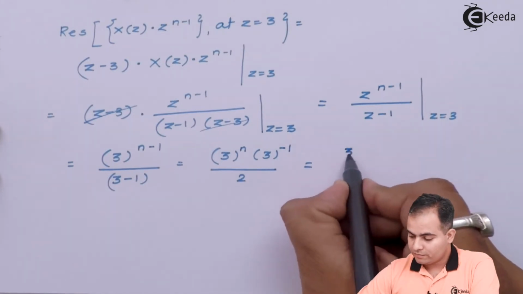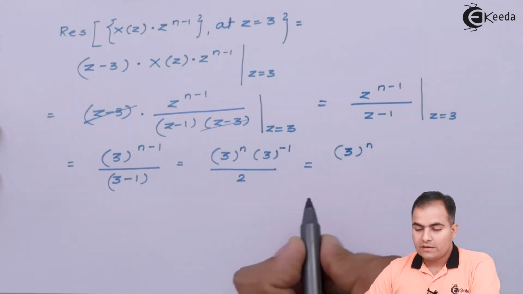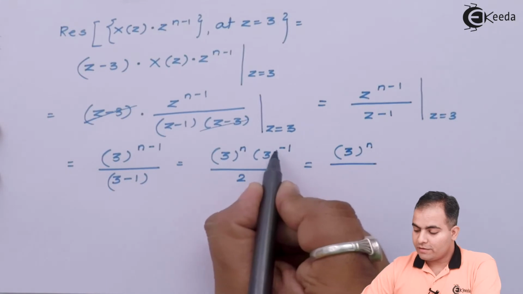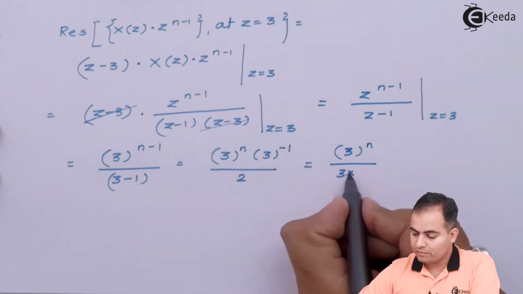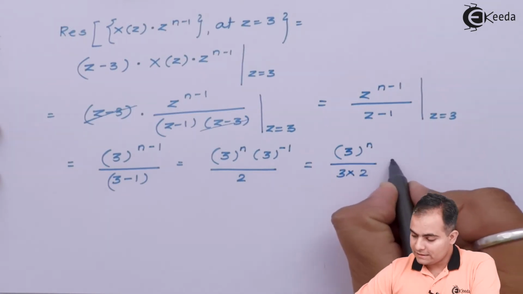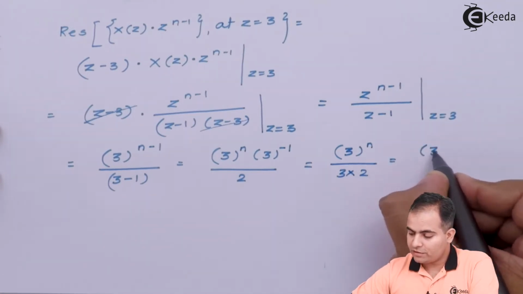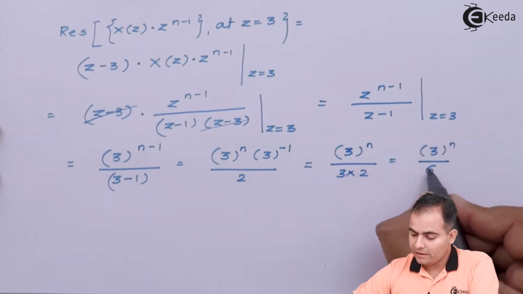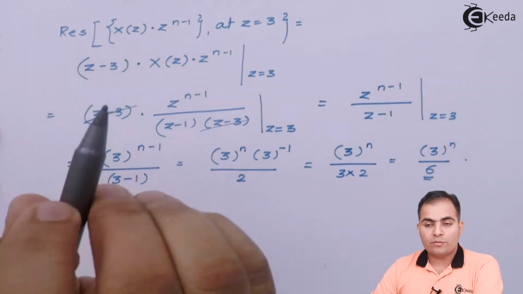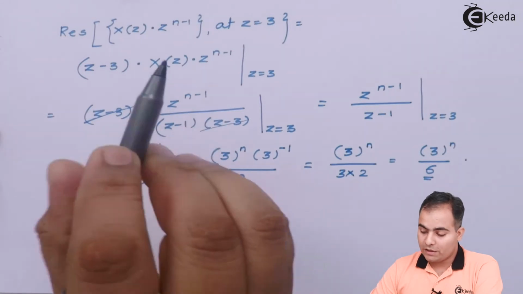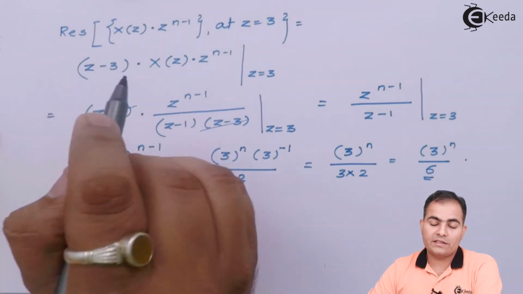Now, 3 raised to n, and I'll take this 3 raised to minus 1 in the denominator so that this will be 3 into 2, and the answer is 6. So we can write 3 raised to n whole divided by 6, and this is the result of the residue of X of z, z to the power n minus 1 at z equals 3. Now, I will add both the residues to get the x of n.